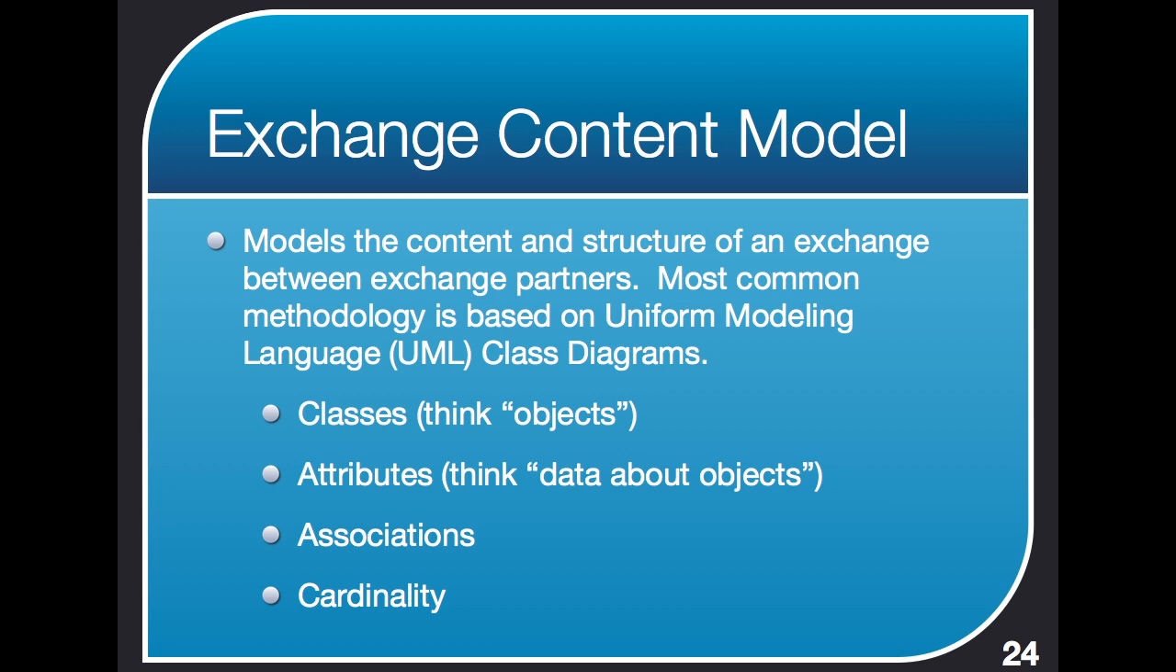Now, the idea with the model is to basically map out the content and structure of the exchange. The most common way of doing this is using UML, the Unified Modeling Language, and a subset of it called class diagrams. In class diagrams, you have classes. Think of those as objects. There's actual chunks, objects in the NIEM. Attributes, now these are not XML attributes, so don't think of them in terms of XML attributes. These are UML attributes, and these are chunks of data about the objects that the classes represent. There are associations linking the different classes together, and then there's cardinality saying how many of one class is associated with how many of the other class.